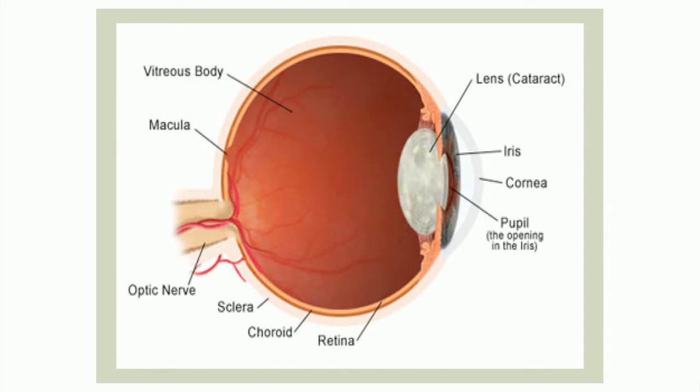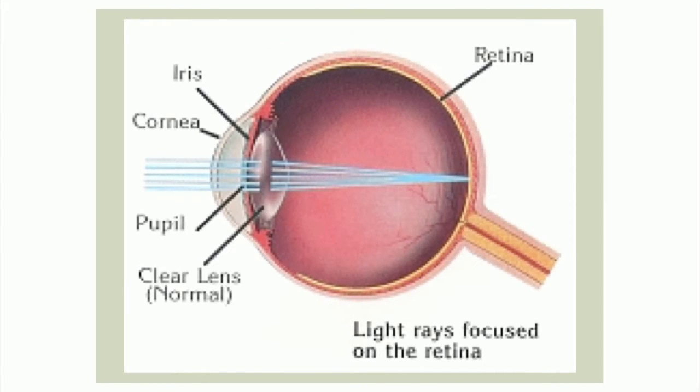Here's another picture. And here's a picture showing how light goes through your eye, through the center of your pupil, and images are focused to a point in the back of your eye. So keep that in mind as we go forward.